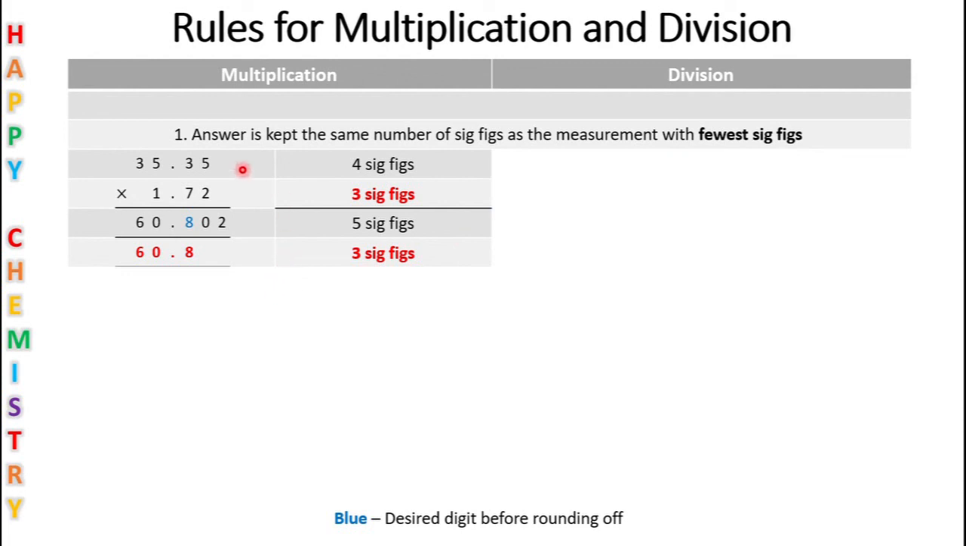We will now look at an example for multiplication. 35.35 is multiplied by 1.72. The answer is 60.802. 35.35 has four significant figures. 1.72 has three significant figures. Therefore, the answer should have three significant figures.